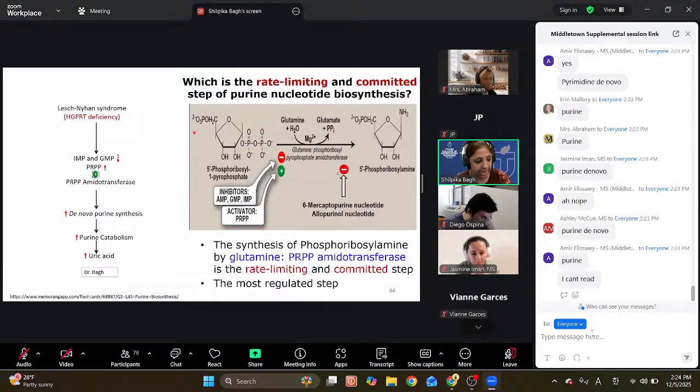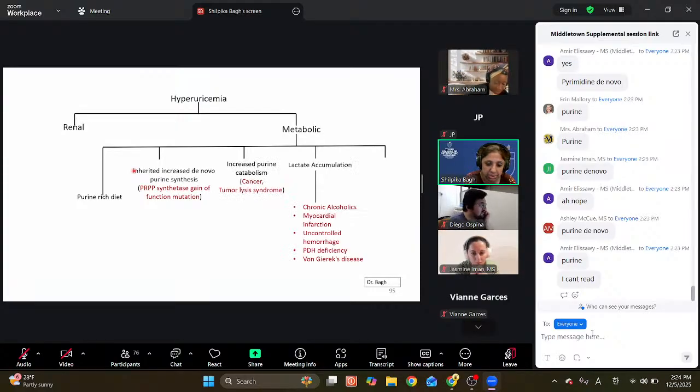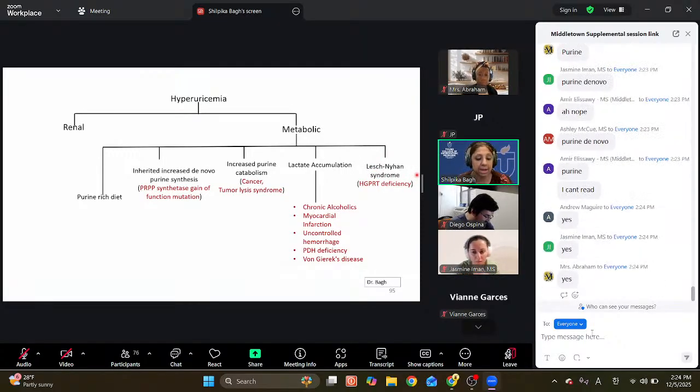So are you aware of this? Yes, in Lesch-Nyhan patients, this enzyme will be turned on big time because they accumulate PRPP and they have low IMP, GMP. That leads to hyperuricemia. Hyperuricemia is more commonly renal than metabolic. But tell me now, when I'm enumerating all these causes, the one which you just learned is which one? Lesch-Nyhan patients. Do Lesch-Nyhan patients have hyperuricemia?